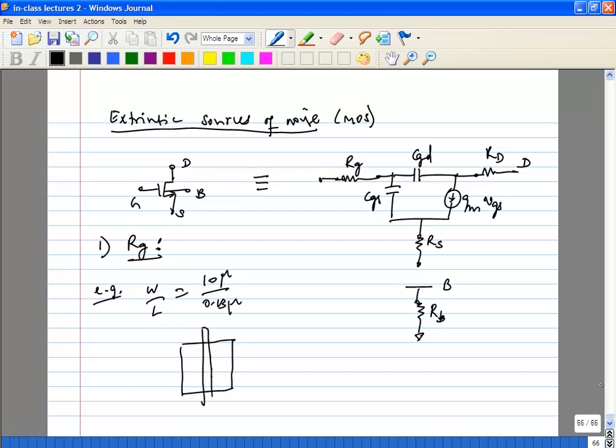The layout. So the layout is the top view of the transistor. And let's use red. This is what the layout of the transistor would look like. So this is the length of the transistor. And this would be the width of the transistor.